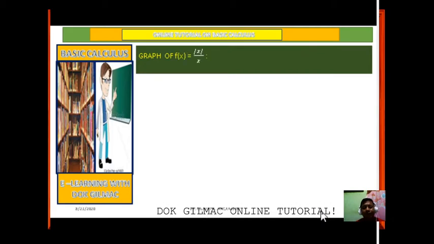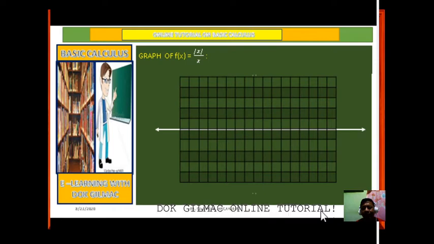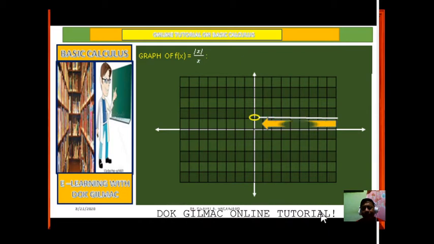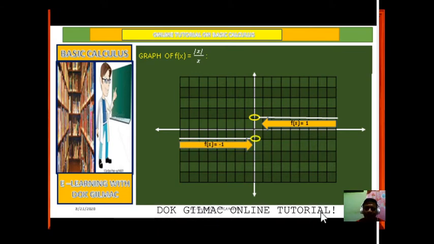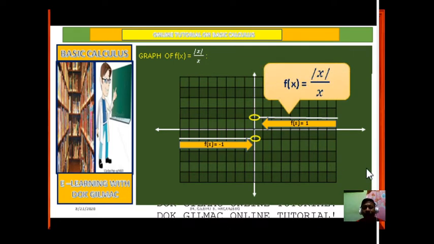Consider the graph of f of x, which is equal to the absolute value of x over x. So we construct a partition plane here. As you can see, we have the graph of f of x equals 1 and the graph of f of x equals negative 1. So as you can see, the graph of f of x, which is equal to the absolute value of x over x, splits into two graphs. So take note of that.